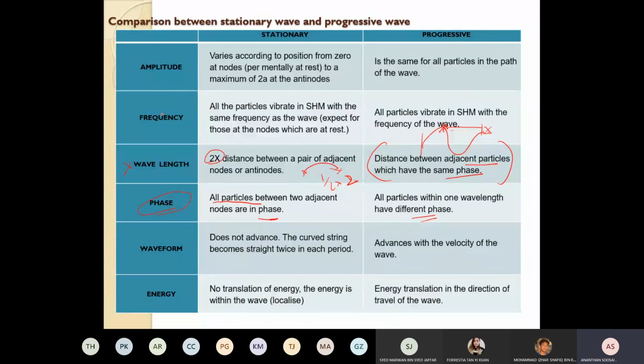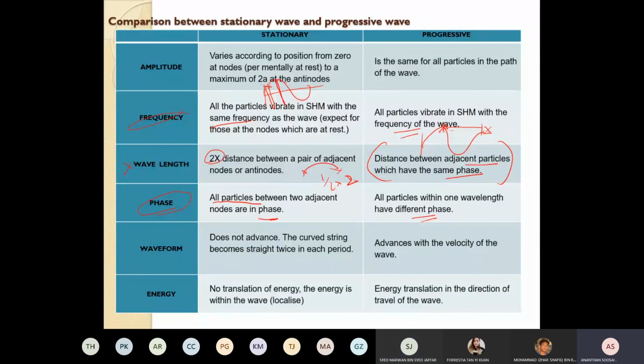Frequency. Instead of a difference, frequency is a similarity. Okay. In a stationary wave, all particles have the same period. The time taken for particle A to go down and up is the same as for particle B to go down and up. So they have the same period, and therefore their frequency is the same. So the frequency is the same for all the particles. The same thing goes for the progressive wave also. All the particles have the same frequency.